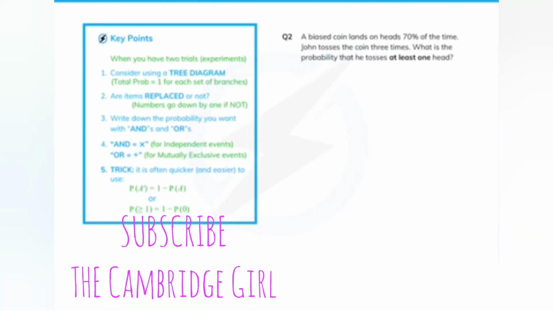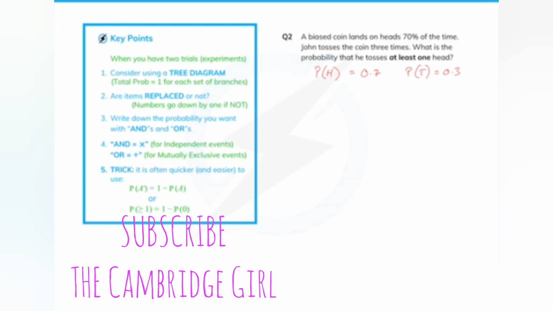Here we have a biased coin landing on heads 70% of the time. So the probability of a head is 0.7, and therefore the probability of a tail, of course, is 0.3, is it not? So let's actually just write that down. Probability of head equals 0.7, and the probability of a tail, which you could call not head, H dashed, is 0.3.